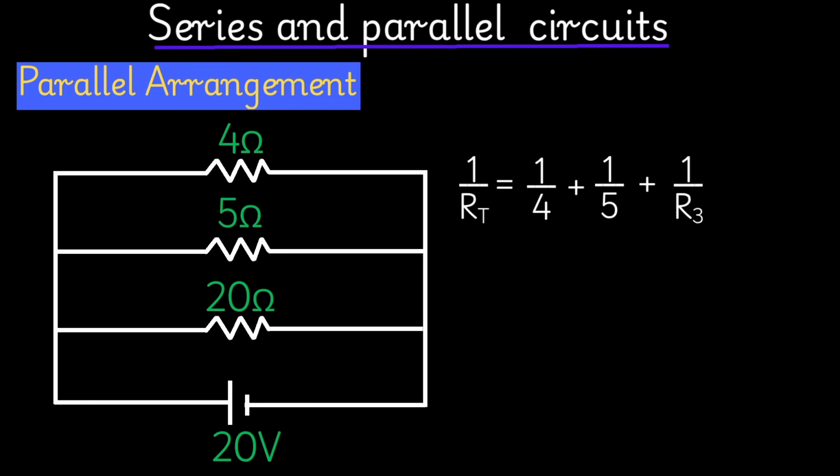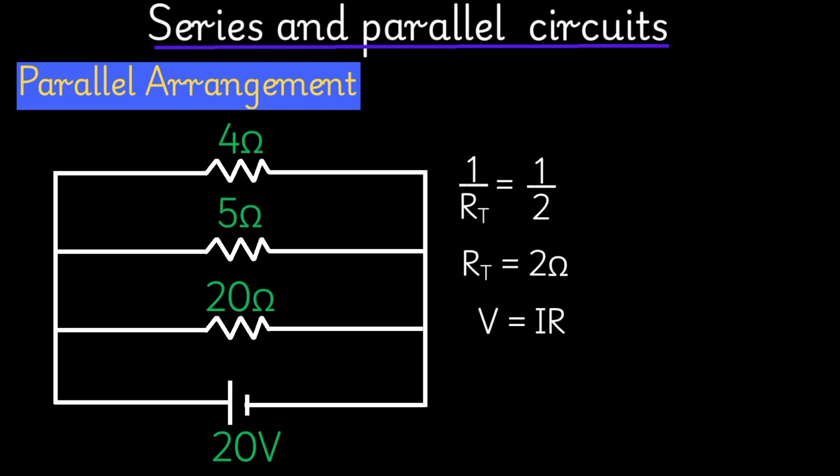So this shall be 1 over 4 plus 1 over 5 plus 1 over 20. When we add a quarter plus a fifth plus 1 over 20, that gives us a half. At this point, many students actually make a mistake. This is 1 over RT, so we need to get RT. And to get RT, we take the reciprocal of a half and we get 2 ohms.